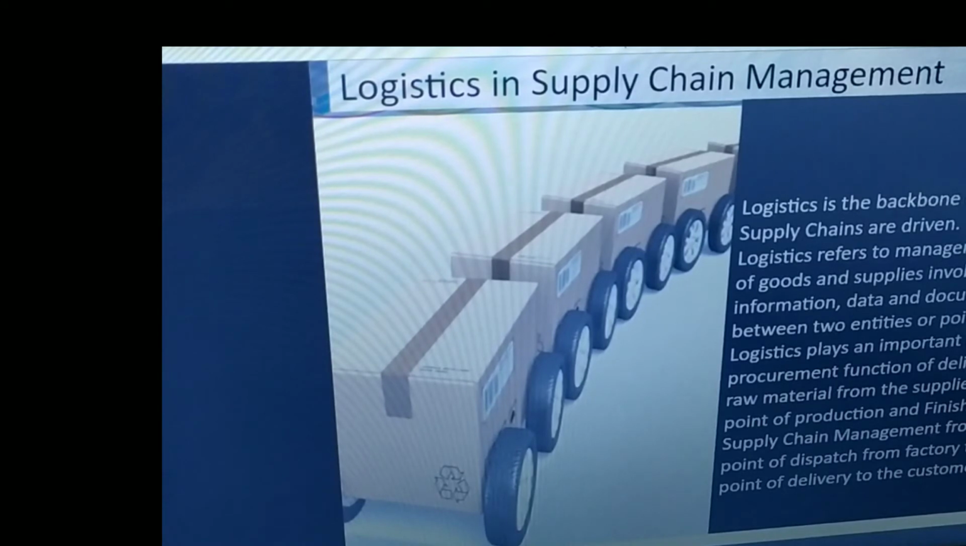Logistics plays an important role in the procurement function of delivery of raw materials from the supplier to the point of production, and of the finished goods from the point of dispatch from the factory to the point of delivery to the customer. So the transportation of raw materials, transportation of finished goods, and the transportation of all the things included in the process are the subject of logistics.